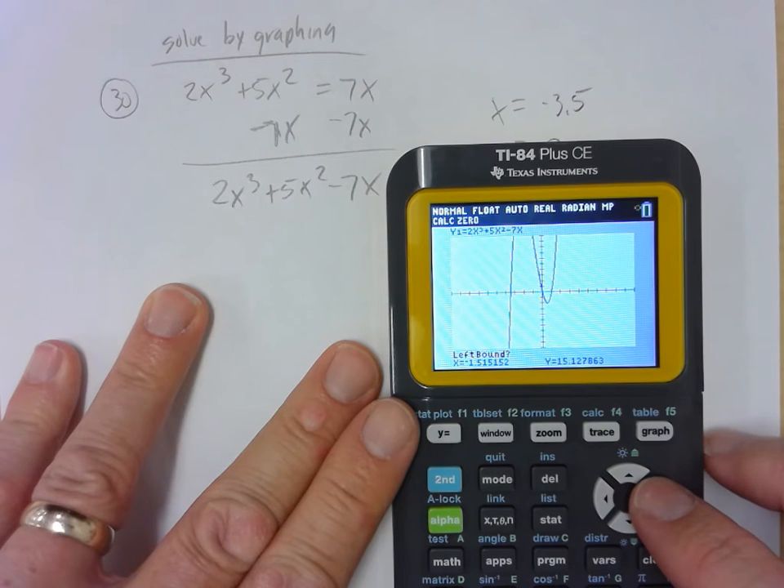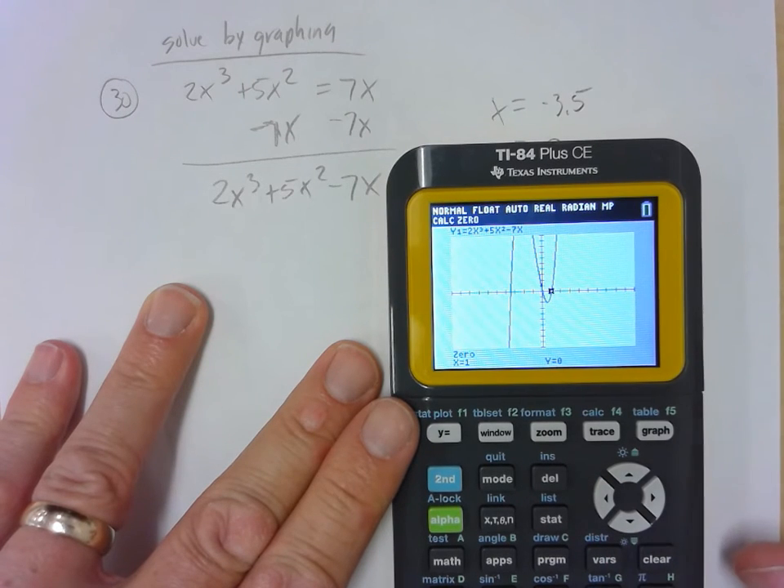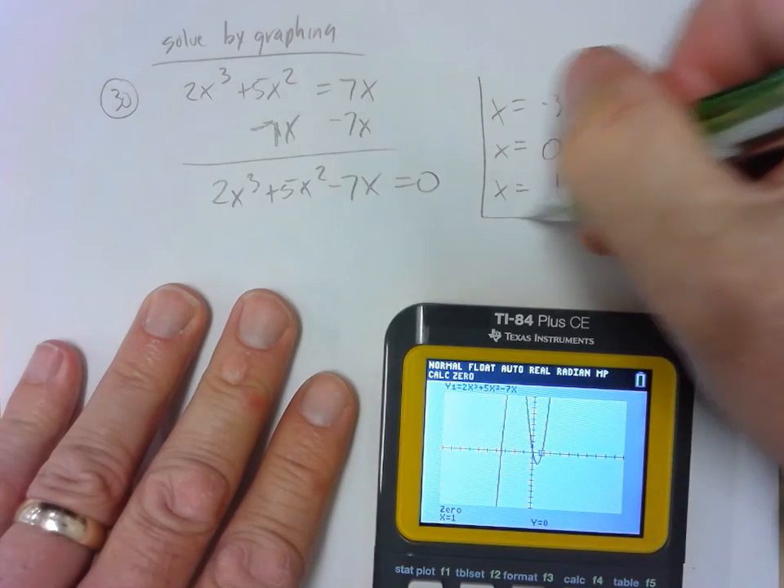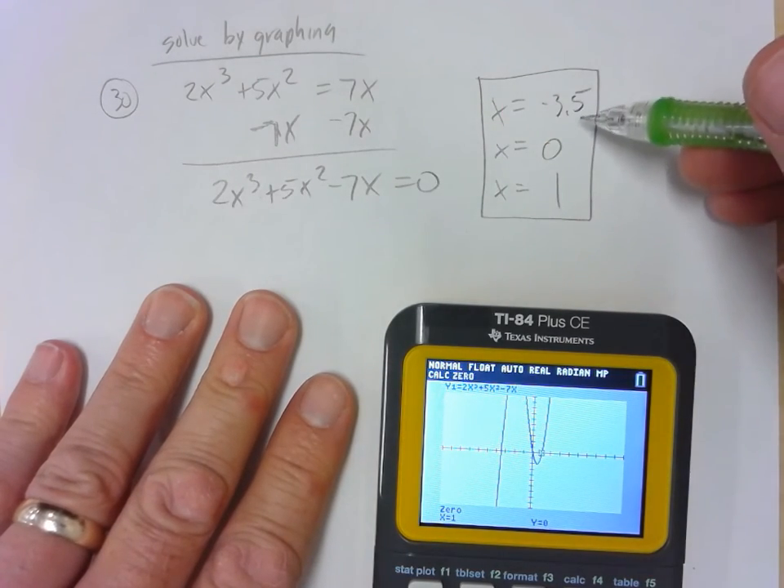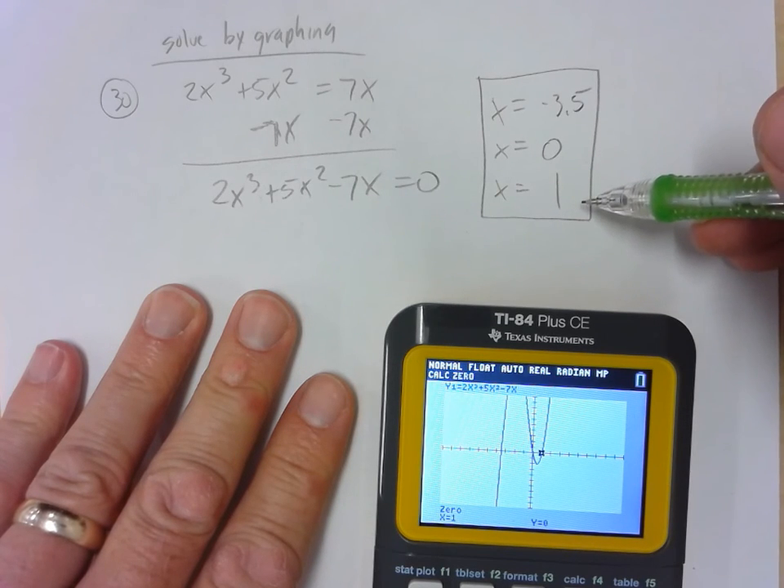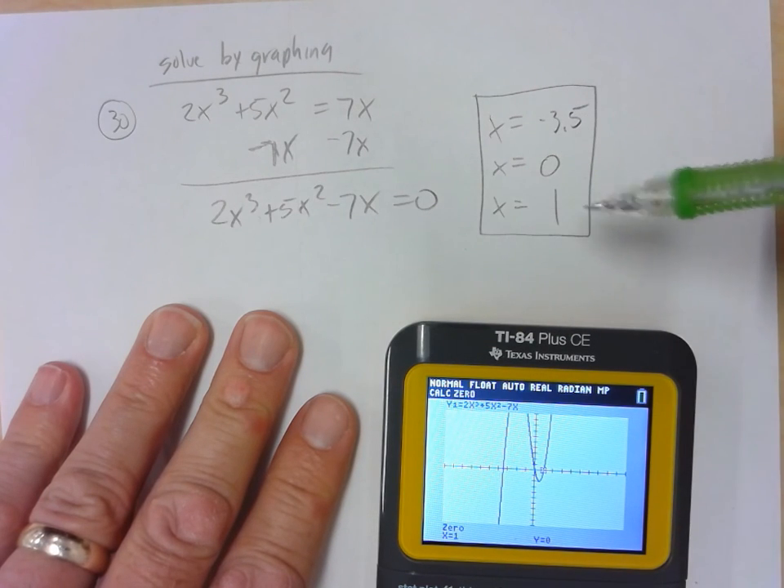So go over. Okay, left side. Right side, and guess. 1. So those are the 3 solutions. It crosses at -3.5, it crosses at 0, and it crosses at 1. So there's 3 real solutions to this. So I didn't do the factoring thing, I solved it by graphing.